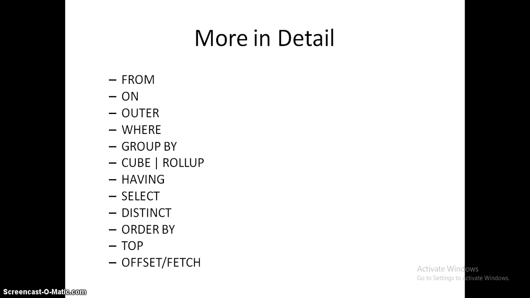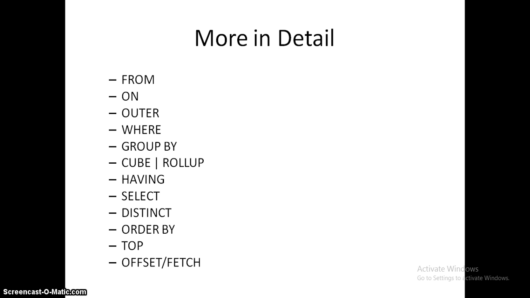And if you see more in detail, here I am adding a few more keywords from the earlier slide: FROM, JOINS and OUTER, WHERE, GROUP BY, CUBE, ROLLUP, HAVING, SELECT, DISTINCT, ORDER BY, TOP, and finally OFFSET or FETCH. Again, first it will identify the tables. If we have any joins, the execution order goes to the ON statement. From ON it will identify the filters.